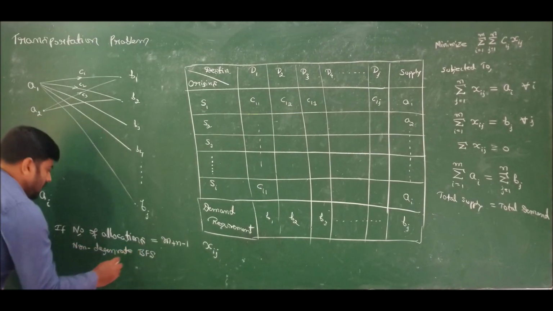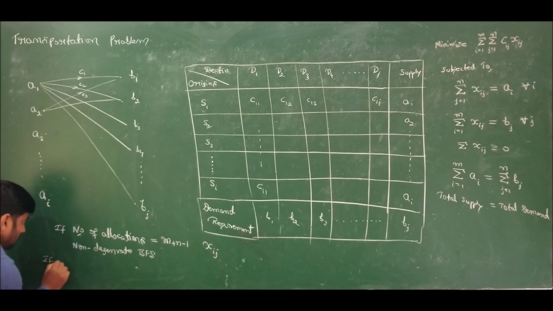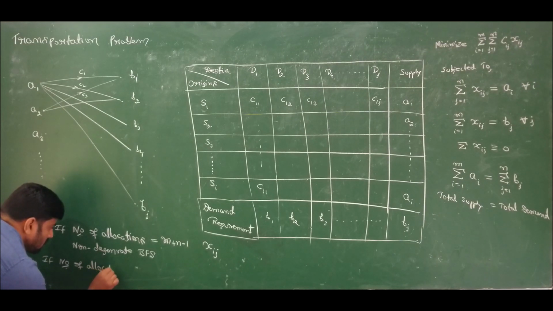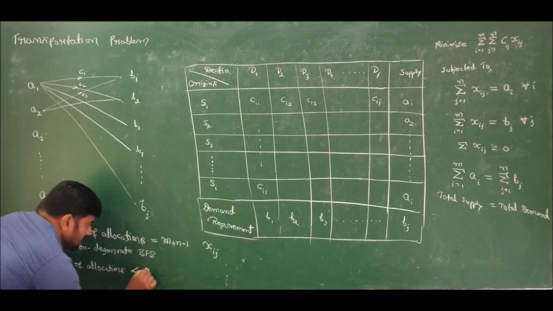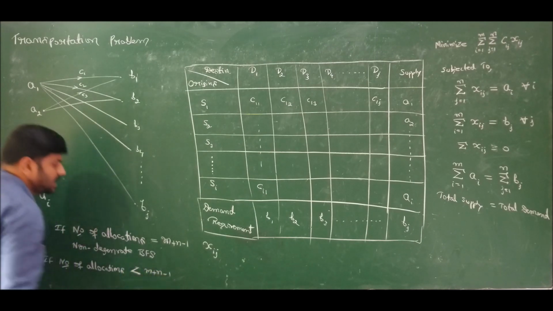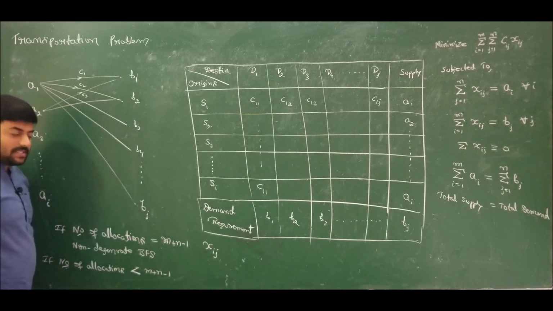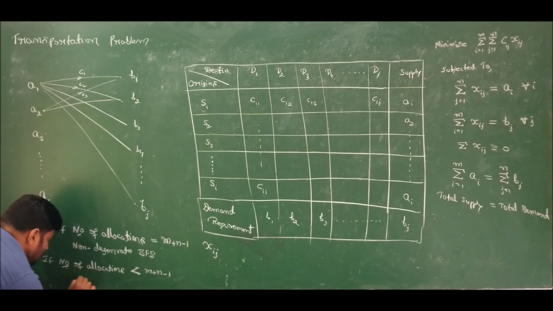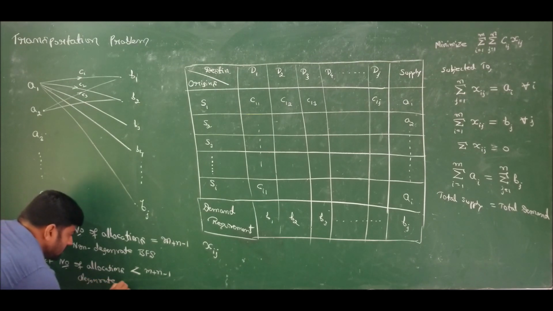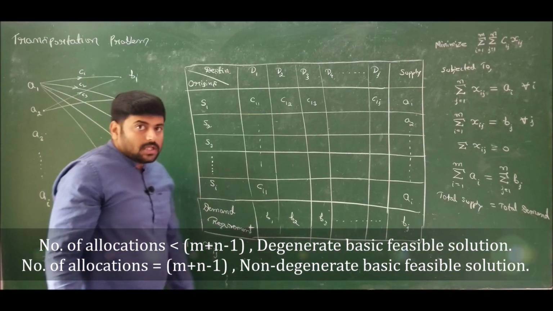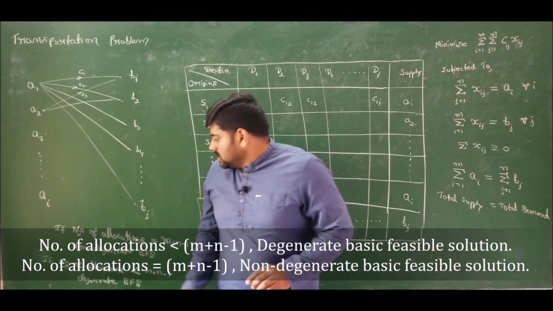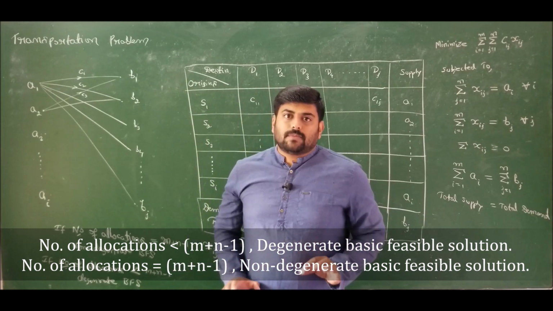If the number of allocations is less than m plus n minus 1, then it is called a degenerate basic feasible solution. So this is the important basic introduction about transportation problem.